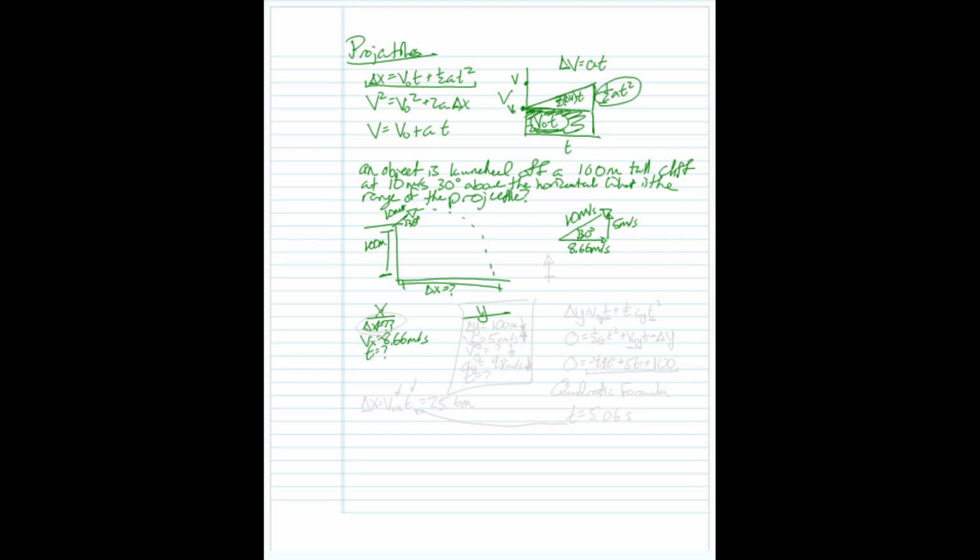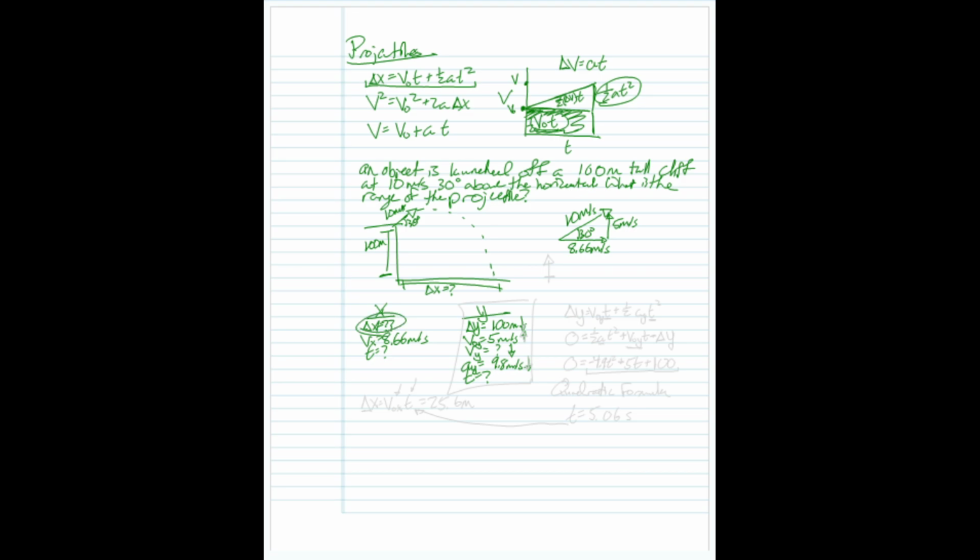I don't know the time. Change in the y position is 100 meters down. The initial y velocity is 5 meters per second up. Final y velocity, we don't know, but I do know that it will be down. Acceleration in the y direction is 9.8 meters per second squared down. And time, we don't know.